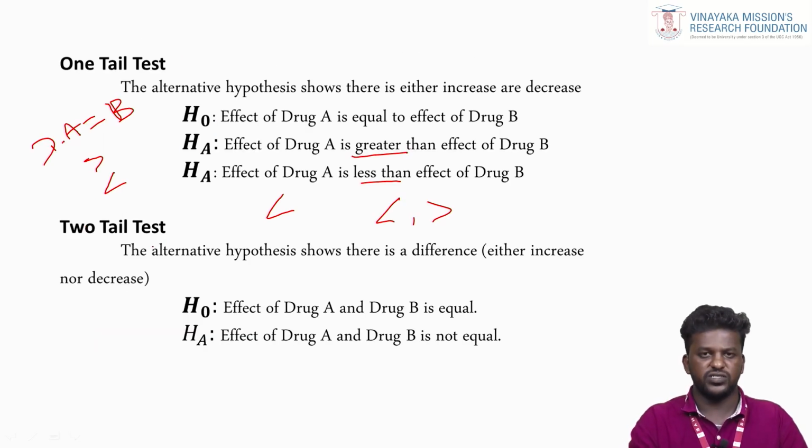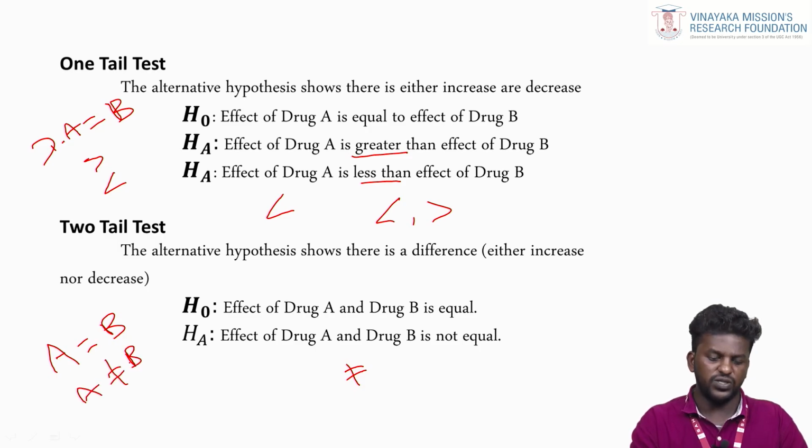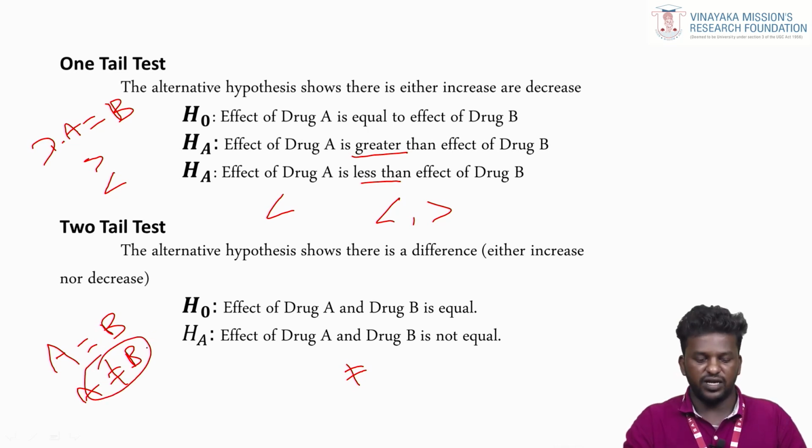So two tail test. Two tail test means our alternative hypothesis shows not equal, right? See that example. Drug A effect is equal to drug B, then effect of drug A is not equal to B. So this shows that the effect of drug B may be less than A or greater than A. Based on our research questions, we frame this. Okay. By default we frame A equal to B and not equal to, so we follow two tail.